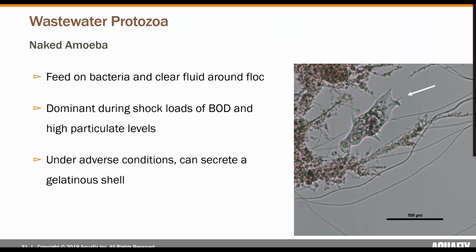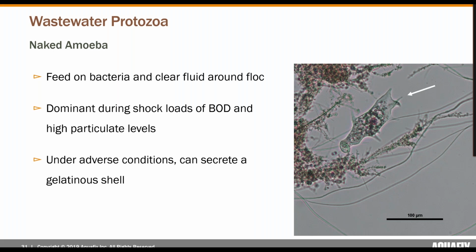So starting off with the naked amoeba. The naked amoeba is a protozoan, and it feeds on bacteria and clears the fluid around floc. Amoeba use their false feet, protruding their cell membrane and cytoplasm, not only for movement, but also for the consumption of bacteria. And so amoeba are often dominant during high shock loads of BOD, where there are high particulate levels within a wastewater treatment system. Both of these are common with a young sludge age.